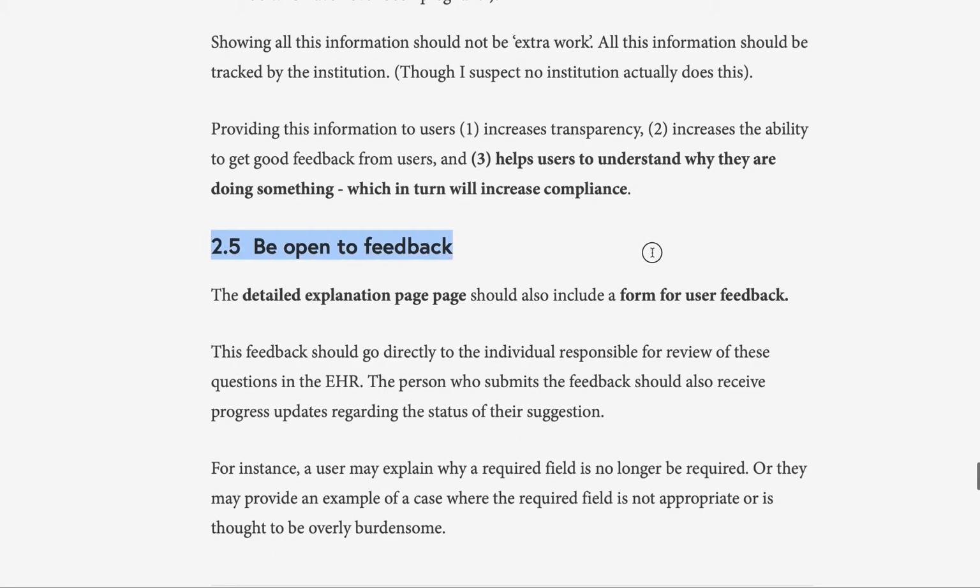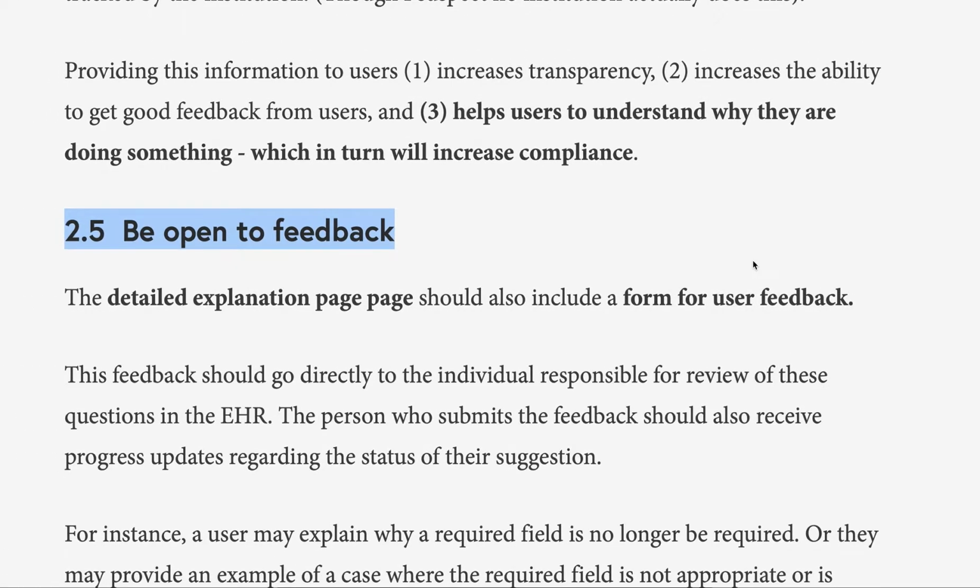Which brings us to the very last point of how to improve required field questions, which is to be open to feedback. When the user is on the detailed explanation page for that question, there should be the ability to very easily submit a form right on that page of user feedback, which would go to the desk of the person who's responsible for that required field question in the medical record, and then the user should be able to track as their submitted feedback goes through a process of being reviewed by the question designers and either accepted, incorporated, asked further questions, or declined.